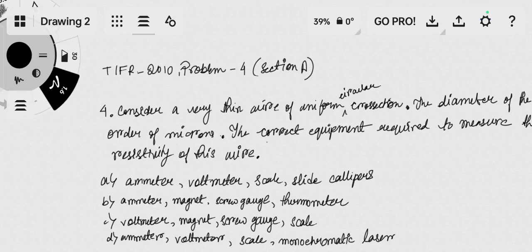Hello guys, so this is the fourth problem in our TIFR's problem solving series, and this is the fourth problem from section A of TIFR GS 2010.